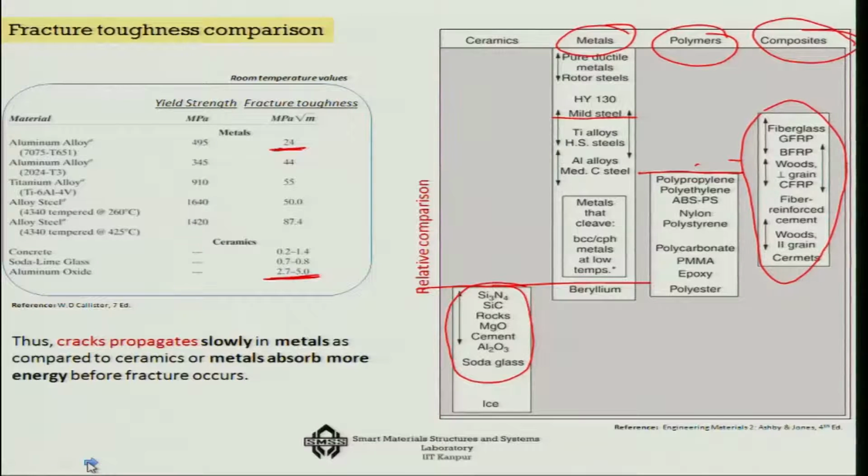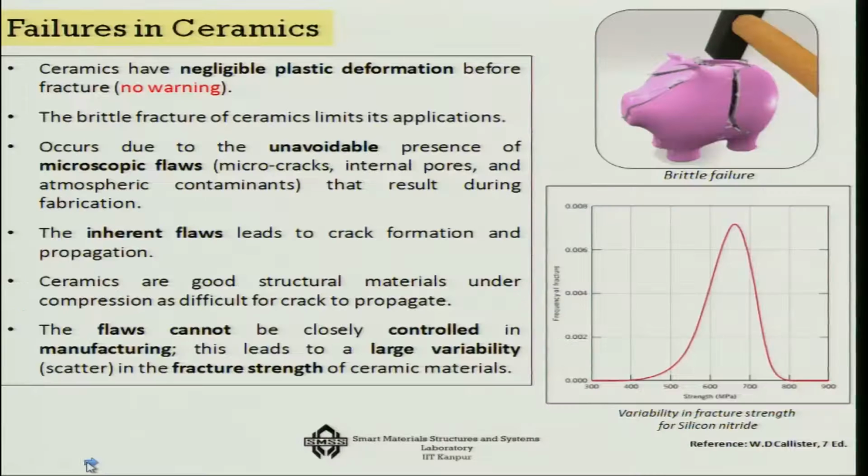This is particularly important whenever we are considering the reliability of a particular product. Now, failures in ceramics, there are certain telltale signs of it. One is that it has negligible plastic deformation, meaning thereby that it will almost give you no warning. Okay. So, in fact, you hear about the collapsing of bridges, for example, quite often. Now, many of these bridges are made of concrete structure.